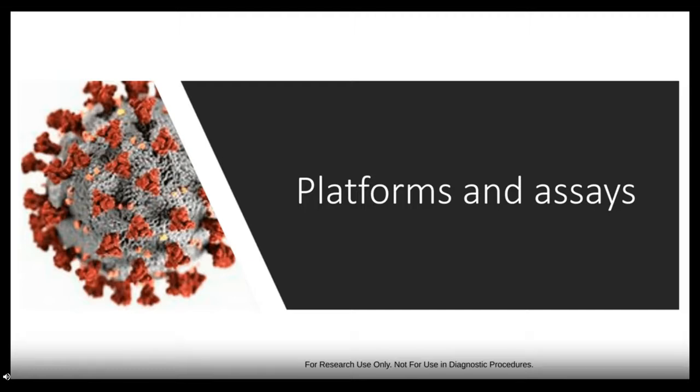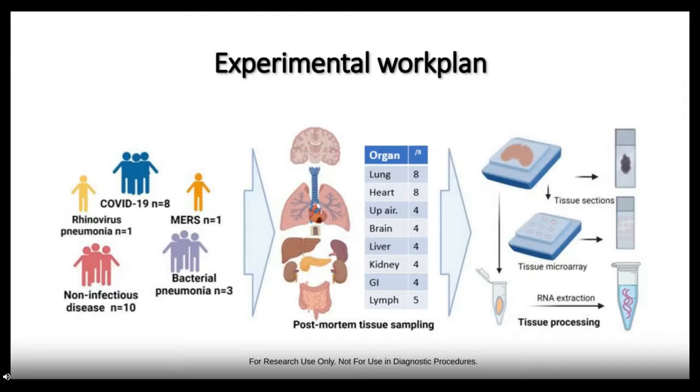So Kelly's already made a great introduction to various platforms we have available to us. So let me tell you a bit about the workflow. Here are our 8 COVID-19 patients in blue on the left-hand side. We have various controls: a rhinovirus pneumonia case, 3 cases of bacterial pneumonia, 10 cases of non-infectious disease over retained lung tissues, and interestingly, a case of MERS coronavirus from the early 2000s. This is another coronavirus that's somewhat similar to SARS-CoV-2.